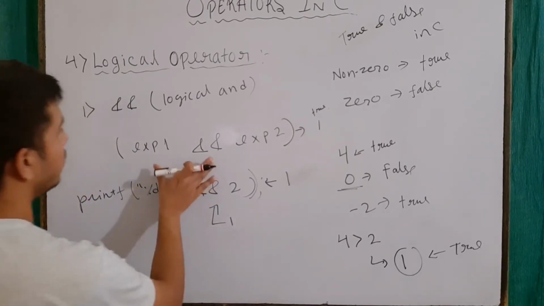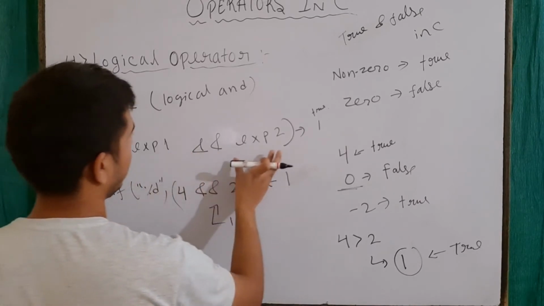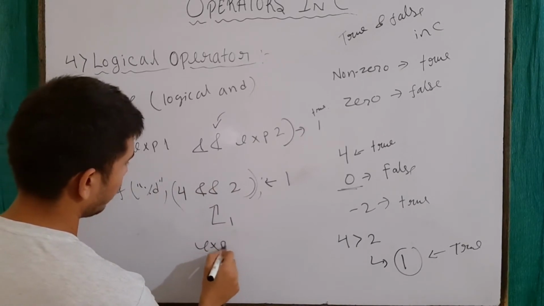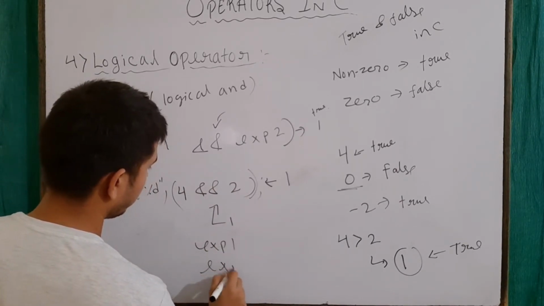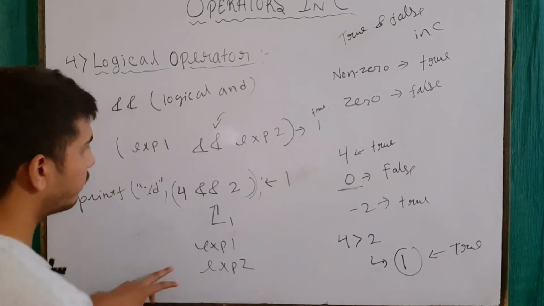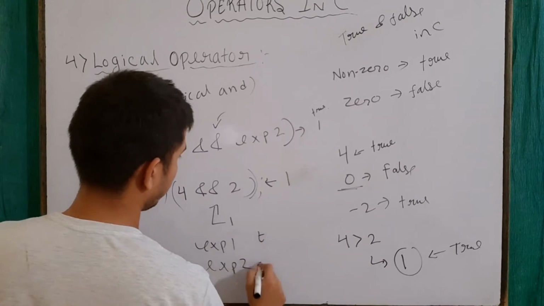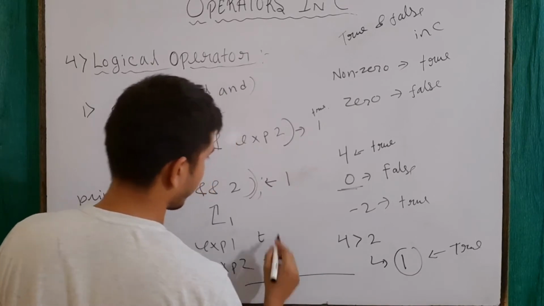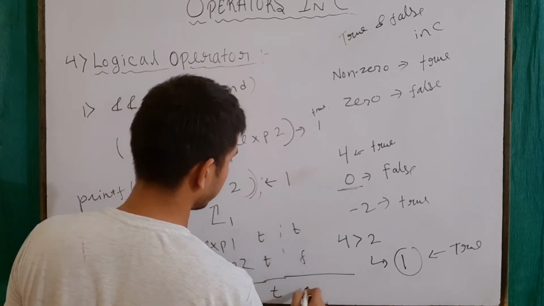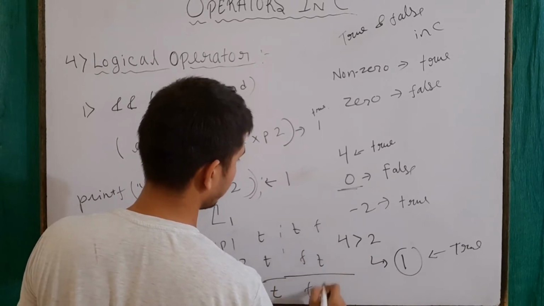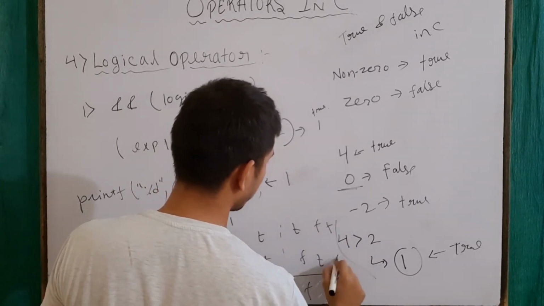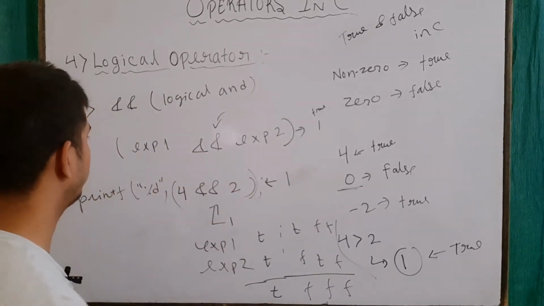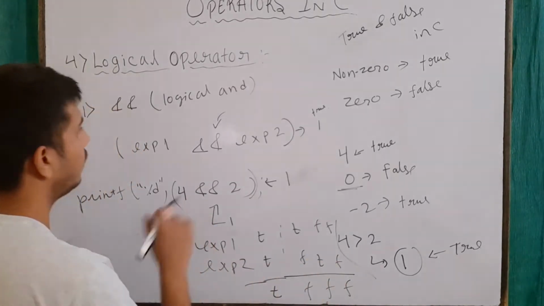Now there is also a general truth table for the logical AND. Let's say expression 1, expression 2. If both are true, then our end result will be true. If one is true, another is false, then it will be false. If one is false, another is true, then it will be false, and if both are false, then it will be false. For making it true, both of the expressions should be true. Now let's see some examples for logical AND.